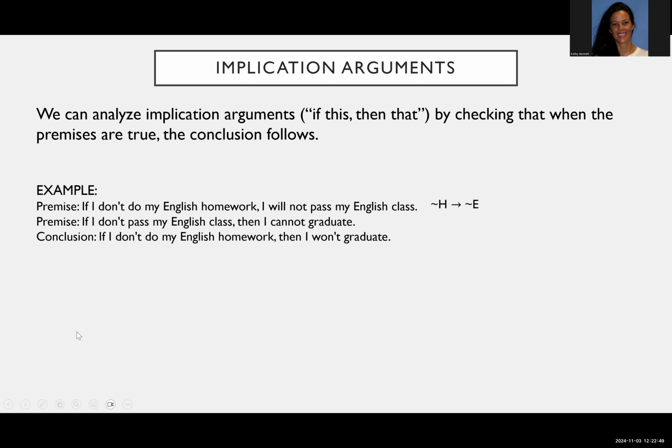So not H implies not E implies not G. Can we then just go from not H to not G? So H is homework, E is English class, G is graduate. I have these two implications here, and what happens is they blend together in this transitive way, so that what ultimately comes out is a path from not H to not G. So this is a valid argument.